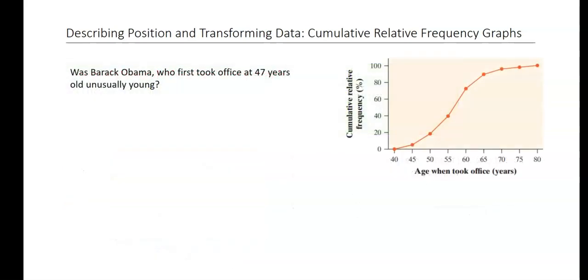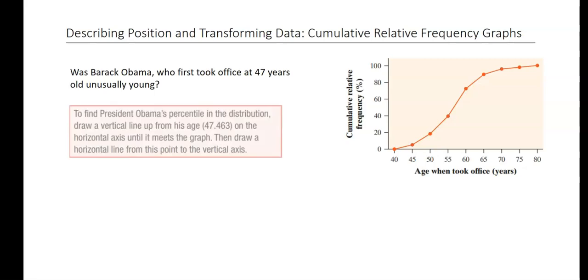So Barack Obama was 47 years old. Was he unusually young or old when he took office? That's in between, but I think it's kind of young. To find that, you have to find his age. By the way, his actual age is 47.463. So I'm guessing he was born in maybe May. Then draw a line from this point to the vertical axis.